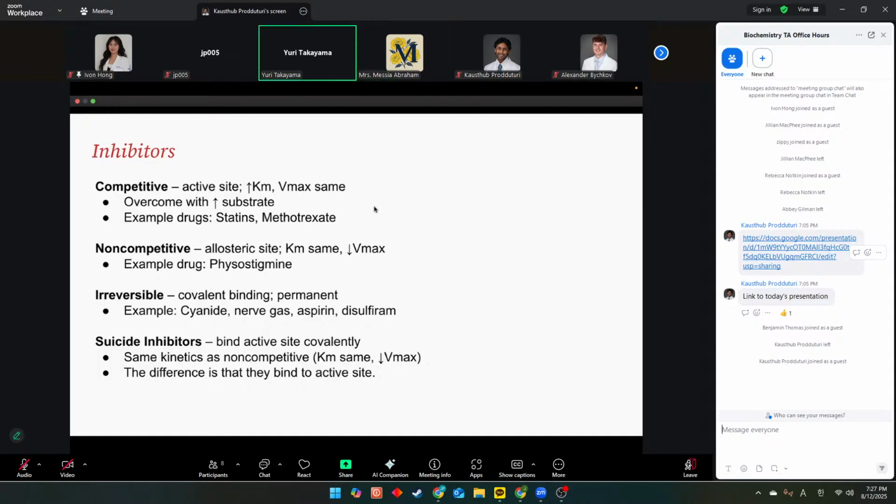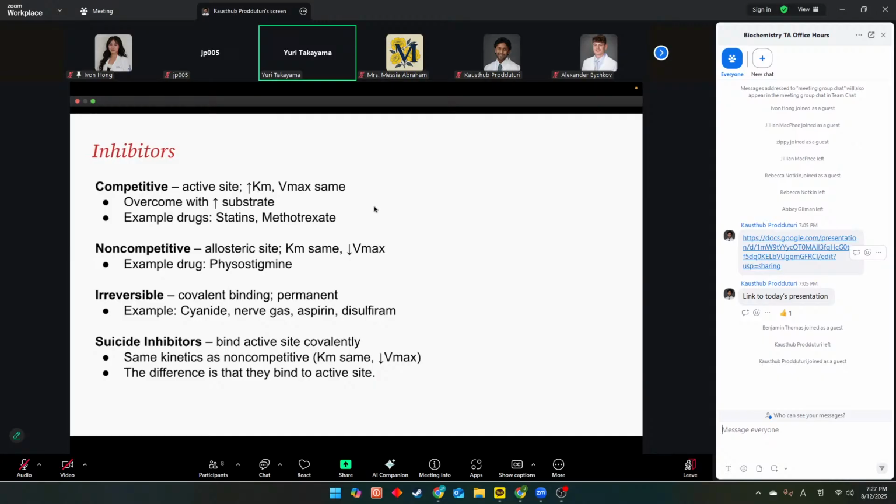So irreversible and suicide inhibitors. Irreversible inhibitors covalently bind and disable the enzyme permanently. Examples are cyanide and aspirin. And suicide inhibitors are very special. They bind the active site and they lock the enzyme out. Suicide inhibitors produce the same kinetic effect as the non-competitive inhibitor, but the difference is that suicide inhibitor directly binds to the active site.